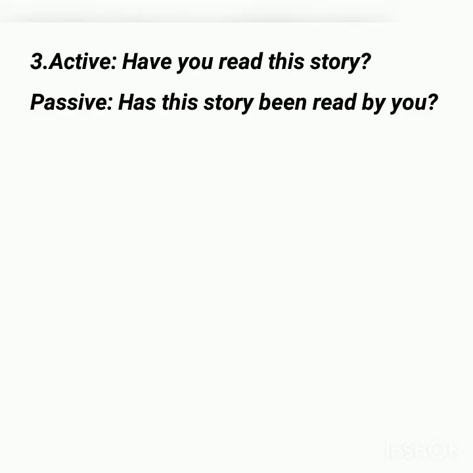Number 3, active: Have you read this story? This is question form. And we'll change again into question form in the passive voice. Let us find out the object. The object here is this story. This is a singular noun. We have to use has. So let us change into passive voice. We have to begin with has. Take down this story been read by you. Has this story been read by you?